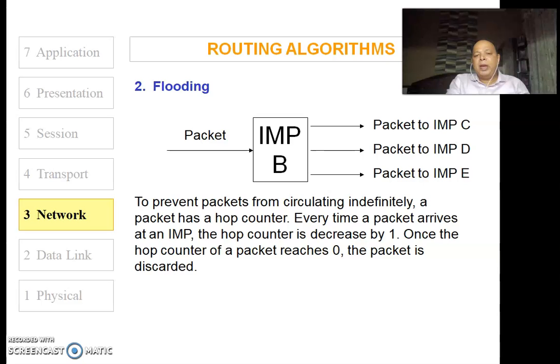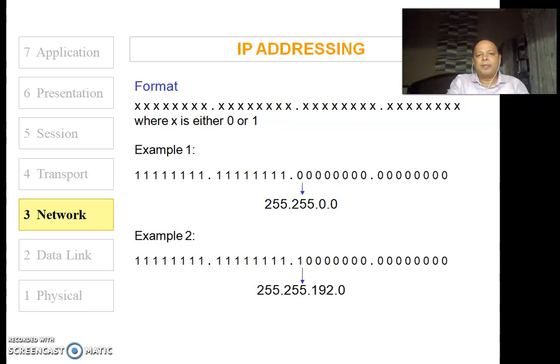If the packet is made to move indefinitely over the network, there is a possibility of congestion, and then the entire network can come to a standstill. So every time a packet arrives, for example at an IMP, the hop counter is decreased by 1, and once the hop counter reaches 0, the packet is discarded from the network. So by using this principle of the hop counter, congestion over the network is avoided, and this is the main function of the network layer.